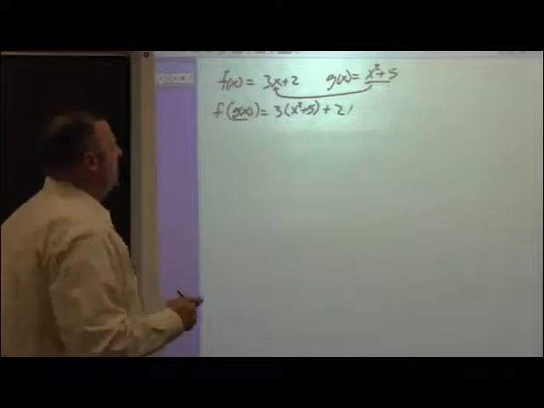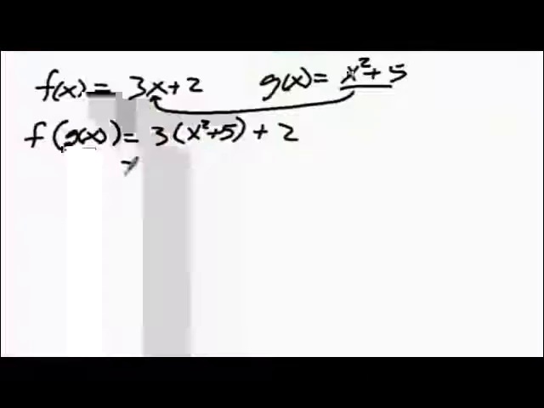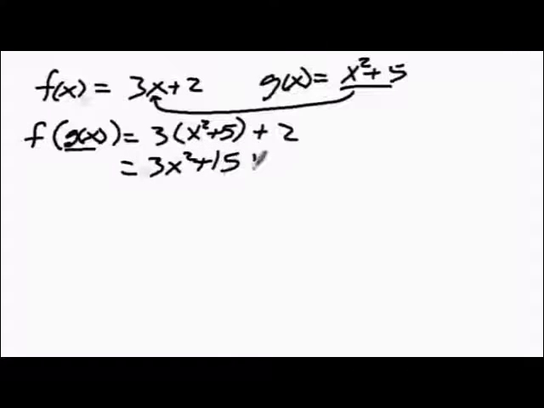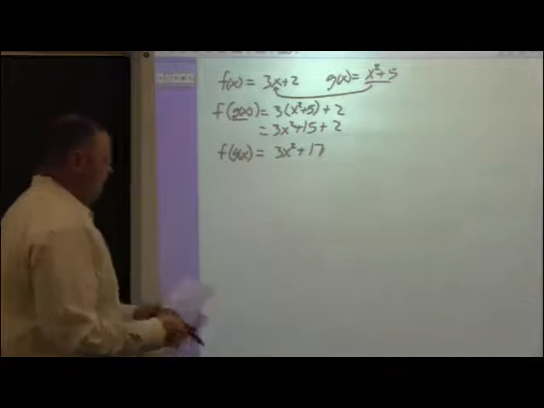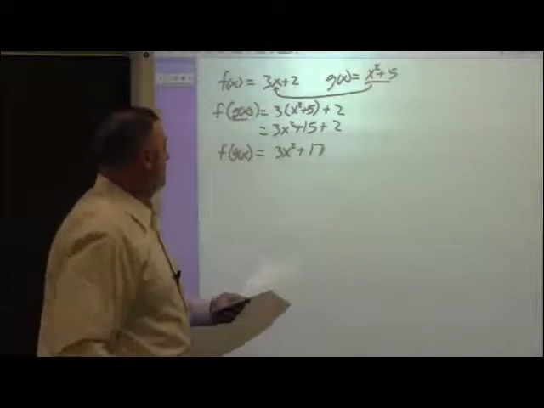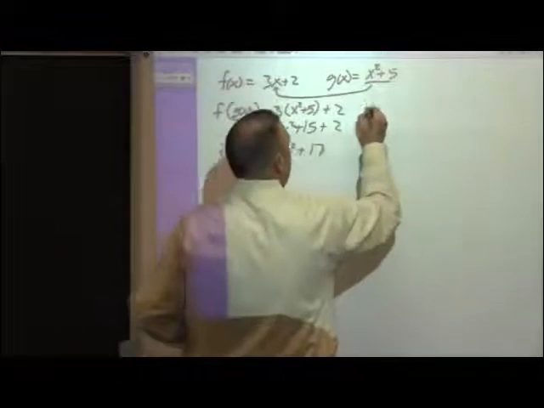It's composed within f. So you just have to distribute the 3, so you're going to get 3x squared plus 15. And bring the plus 2 down, and combine those two. So f composite g of x is going to be equal to 3x squared plus 17. Now let's do it the other way around. Let's do g composite f of x.